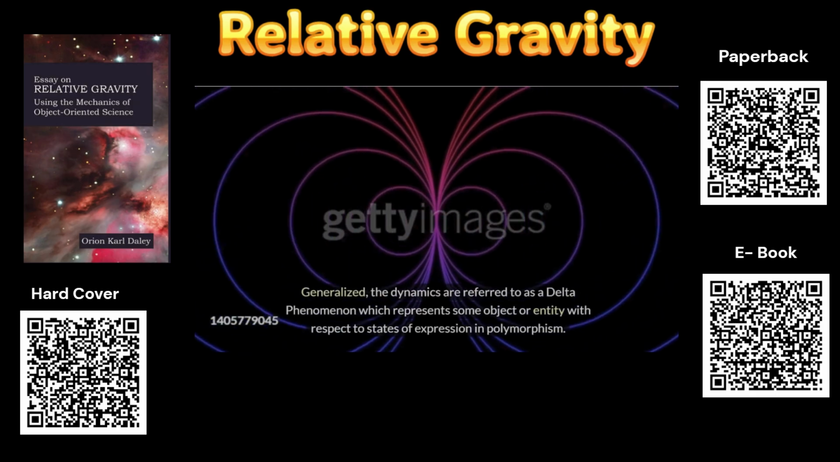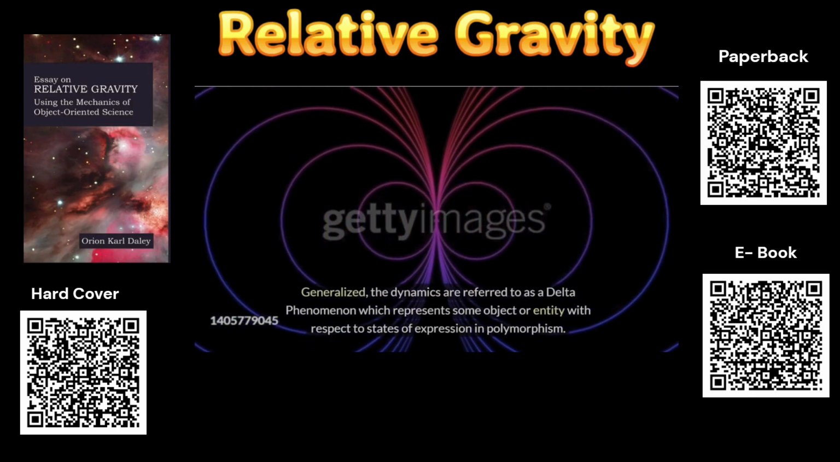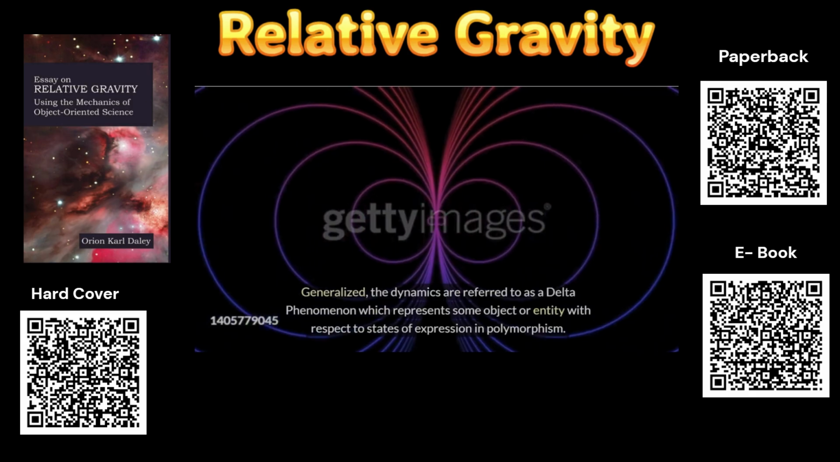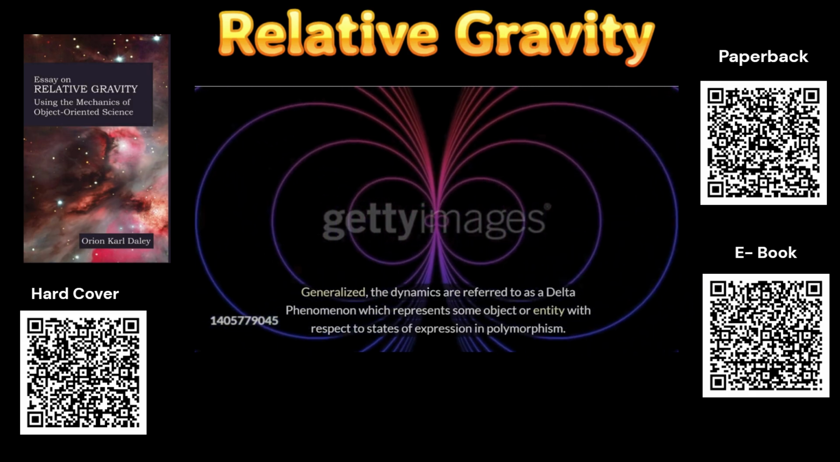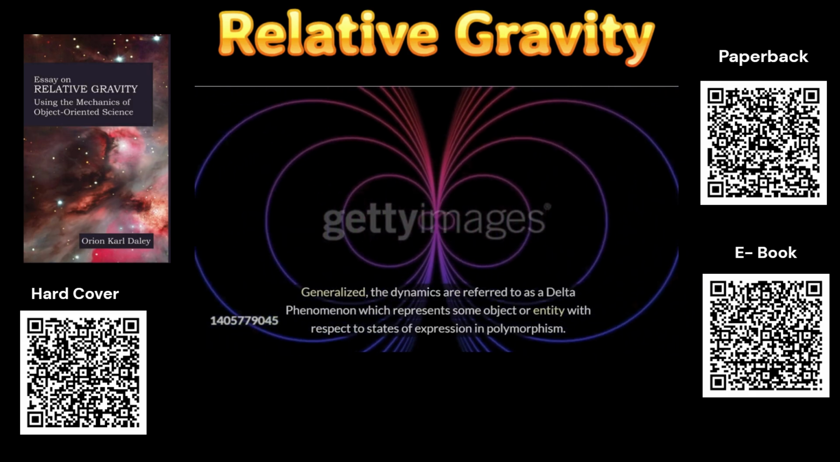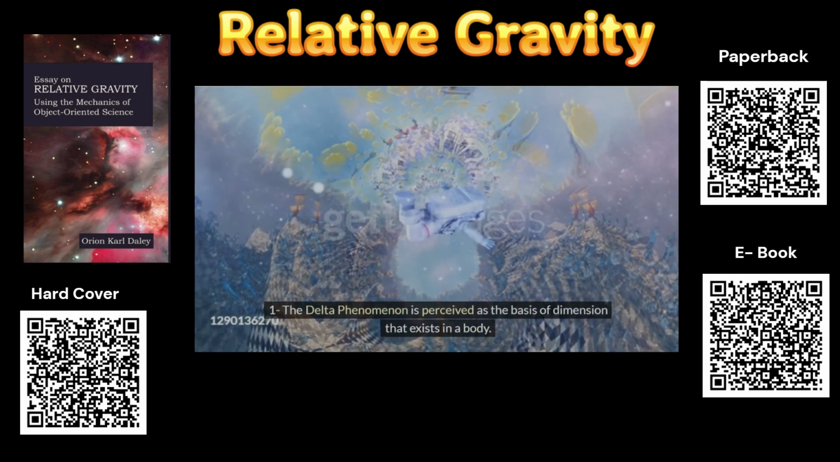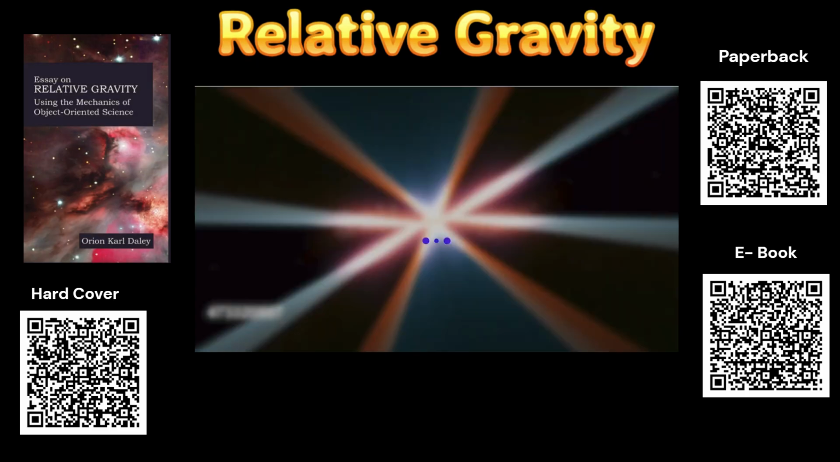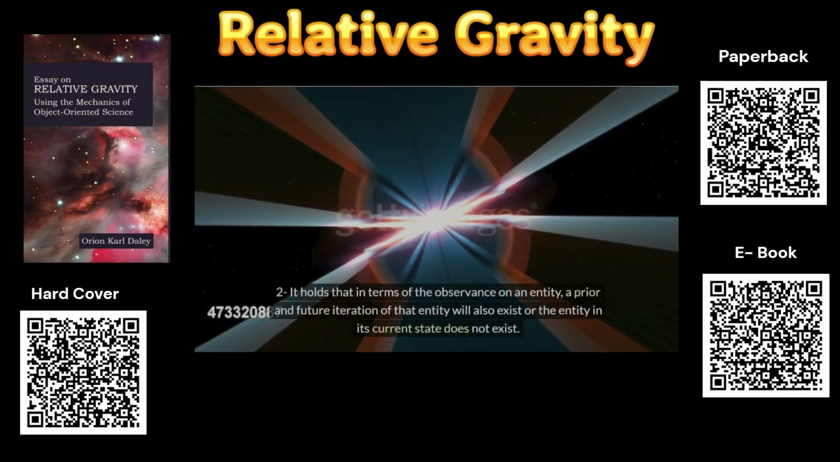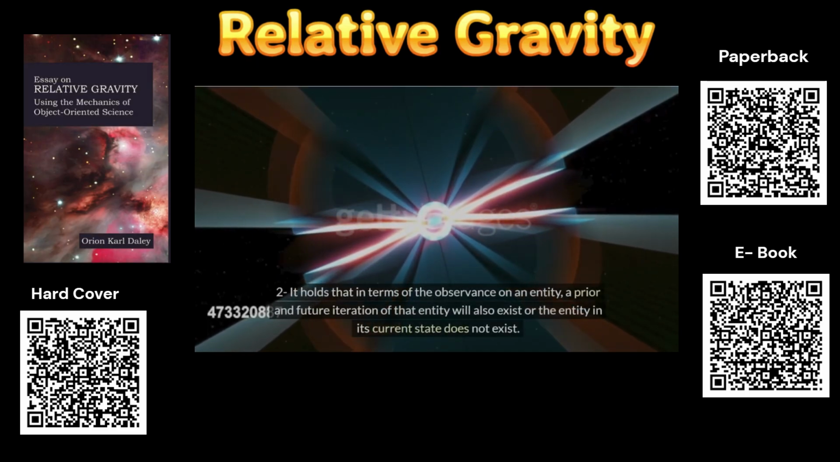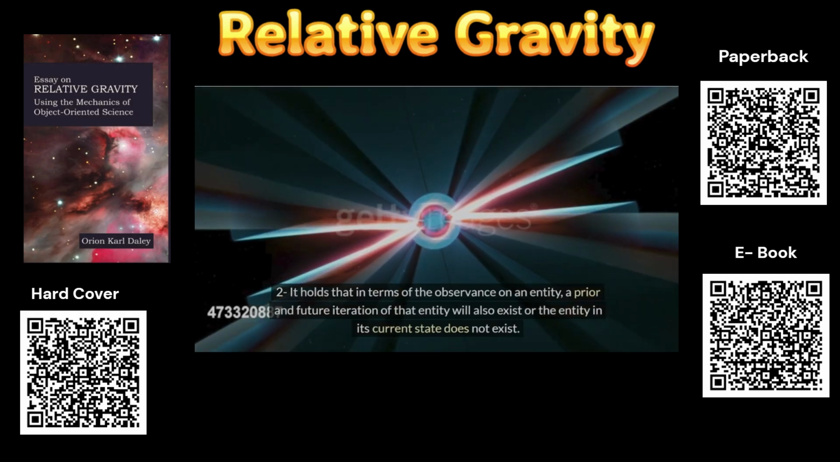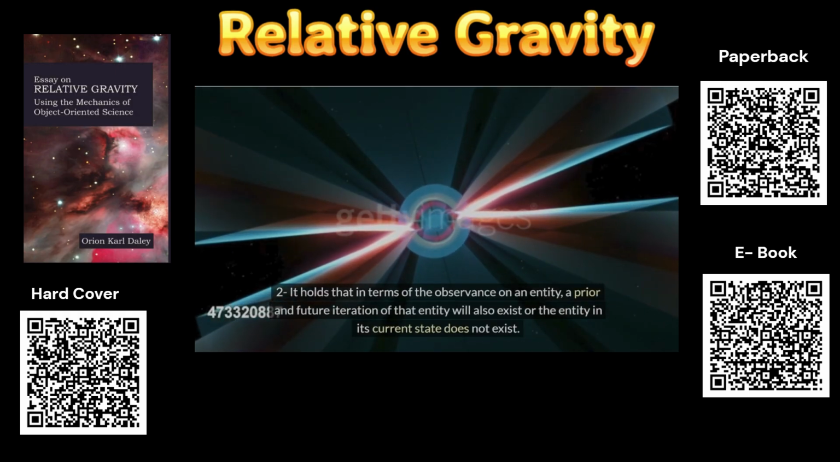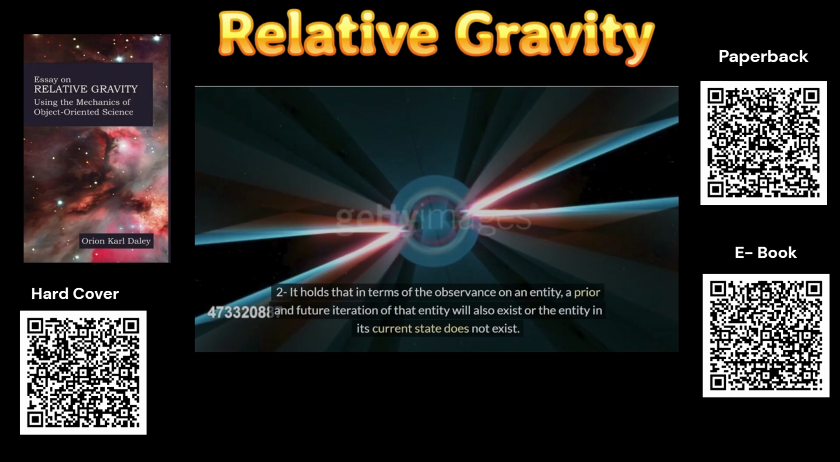Generalized, the dynamics are referred to as a delta phenomenon which represents some object or entity with respect to states of expression in polymorphism. 1. The delta phenomenon is perceived as the basis of dimension that exists in a body. 2. It holds that in terms of the observance on an entity, a prior and future iteration of that entity will also exist, or the entity in its current state does not exist.